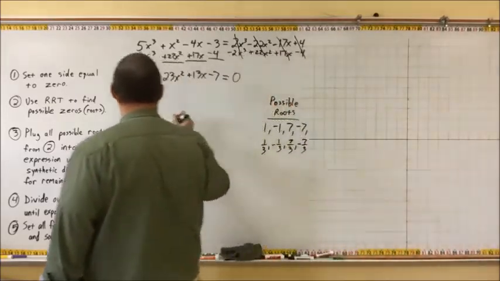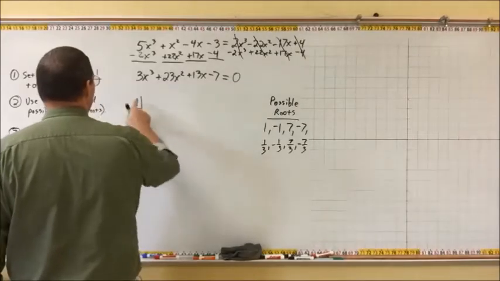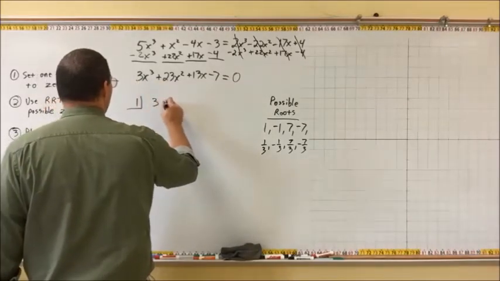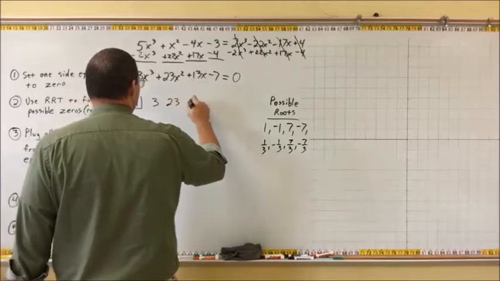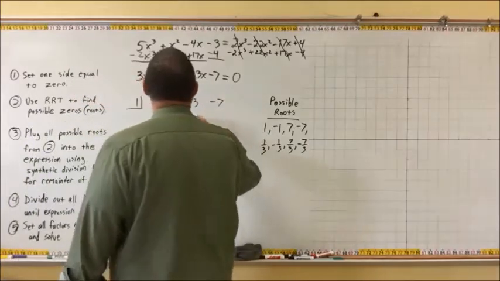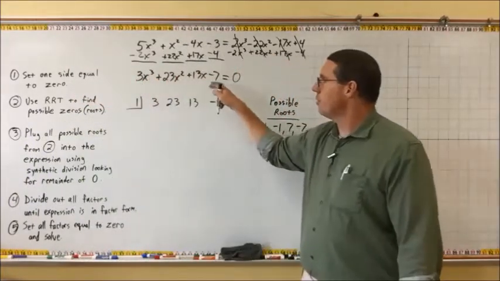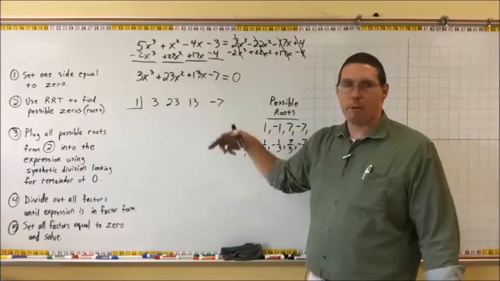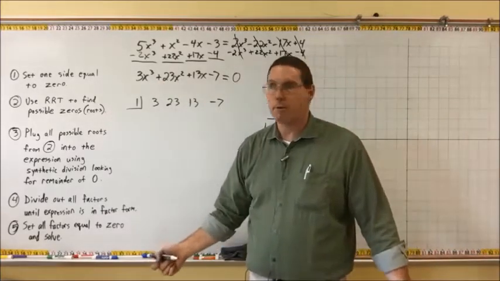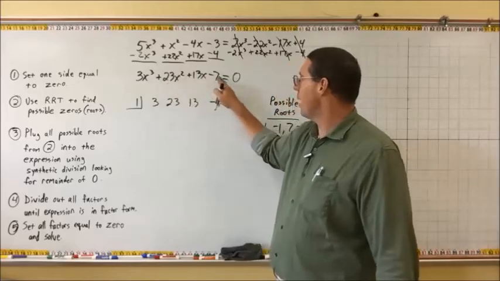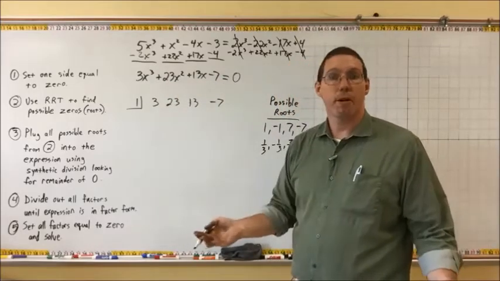So we'll start with 1. So you're going to put a 1 in the half box. Then we're going to use 3 and 23, positive 13, and negative 7. Notice that the polynomial did not skip over any powers. And because it didn't skip over any powers, we got third power, second power, first power, constant. We don't have to put any zeros in.